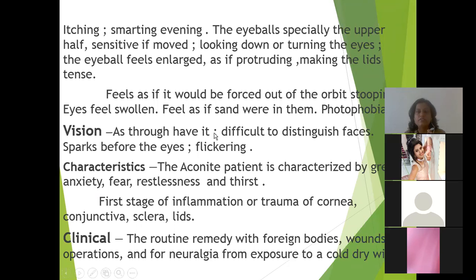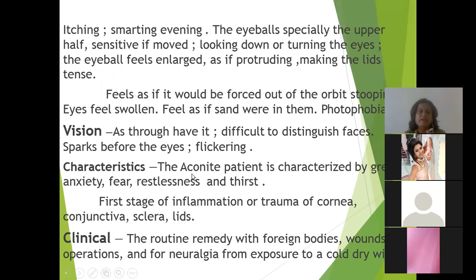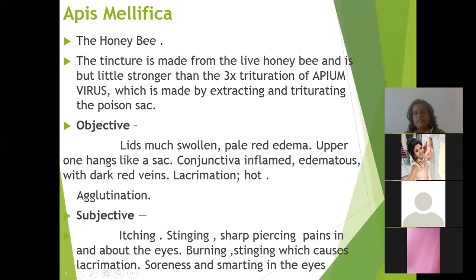Vision in aconite: it is difficult to distinguish the faces, then sparks before the eyes, there is flickering. Characteristics: the aconite patient is characterized by great anxiety, fear, restlessness, and thirst, and it is useful in the first stage of inflammation or trauma of the cornea, conjunctiva, sclera, and lids. It is a routine remedy with foreign bodies, wounds, operations, and for neuralgia from exposure to dry cold.